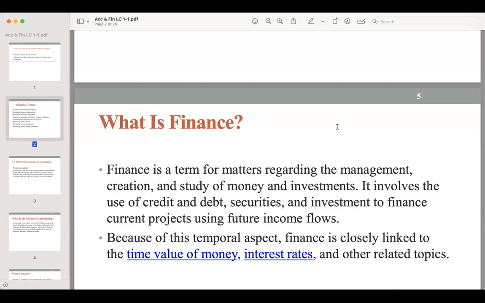Now, the question is, why is that? It is because money can be invested to earn interest over time, allowing it to grow and create more value. Interest rates play a significant role in finance. They determine the cost of borrowing money or the return on investment. Higher interest rates mean a higher cost of borrowing and potentially higher returns on investments.